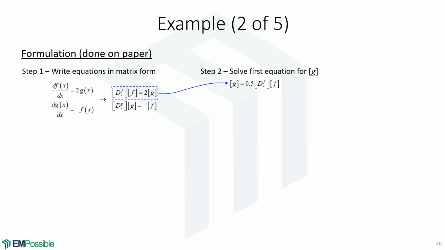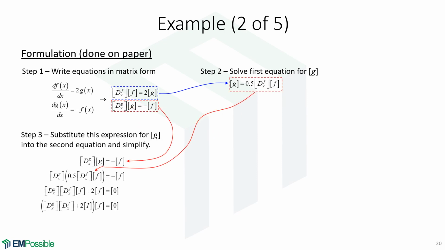I'm going to choose to put this just in terms of f. So what I'll do is I'll take this first equation and solve it for g. Now later on, we're going to reuse this equation to calculate g from f. But right now we just have an expression for g in terms of f. Now what I can do is take this expression for g and plug it in here and have a single equation just in terms of f. So that's what's happening here.